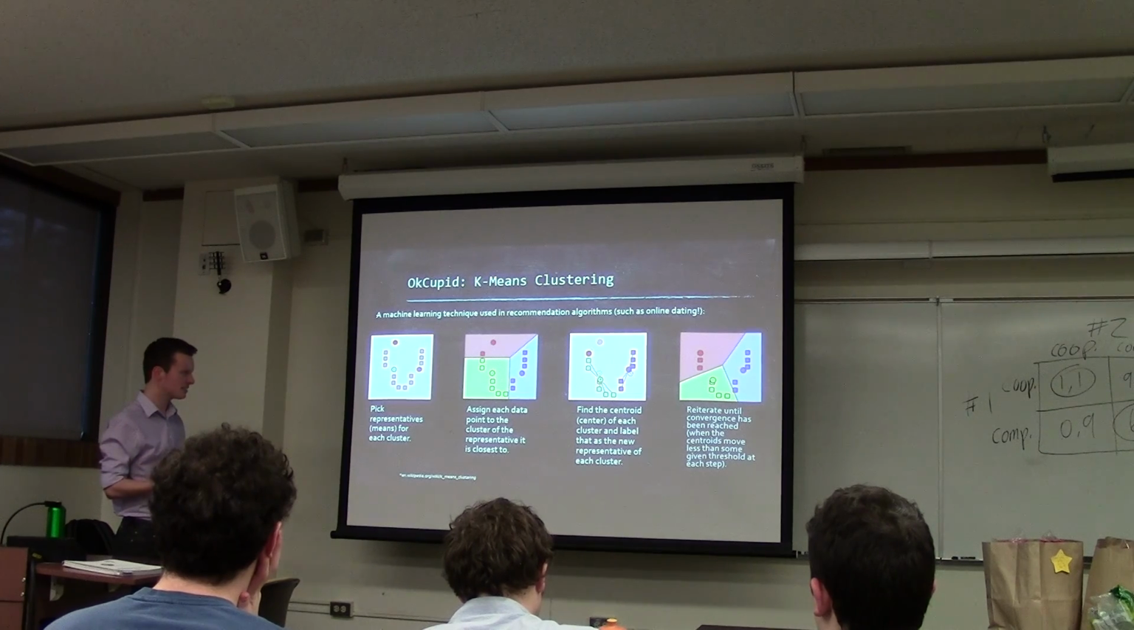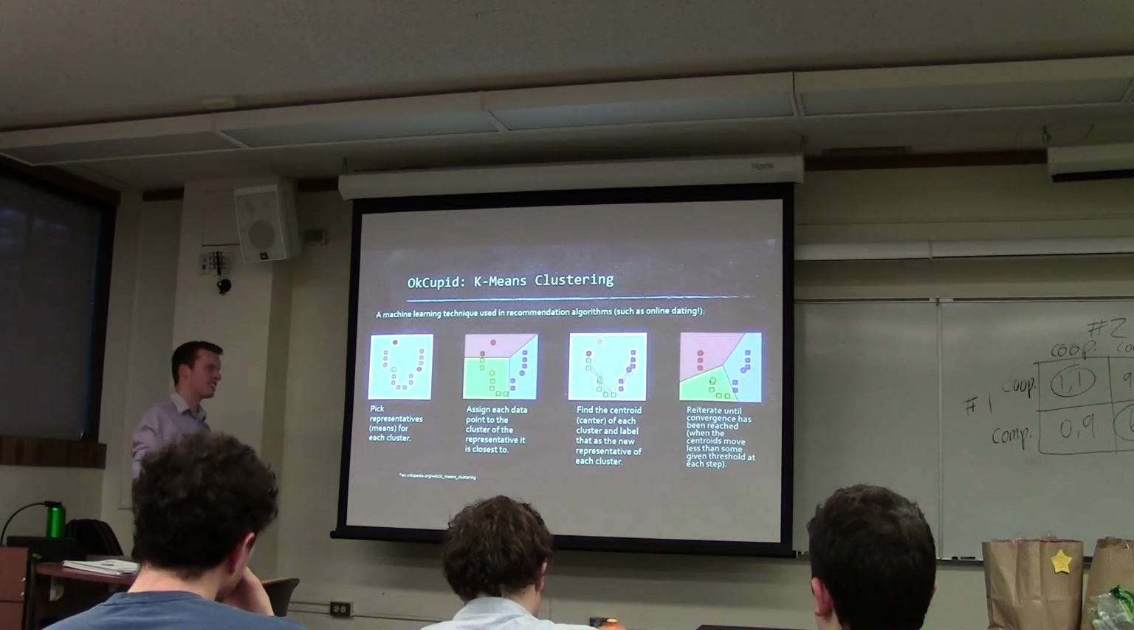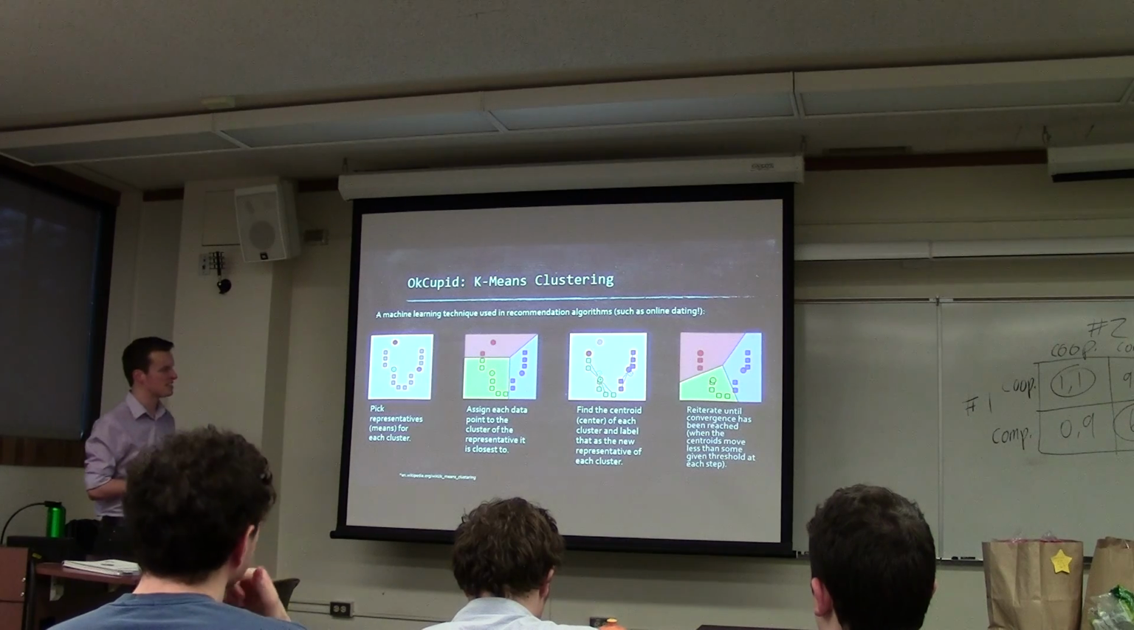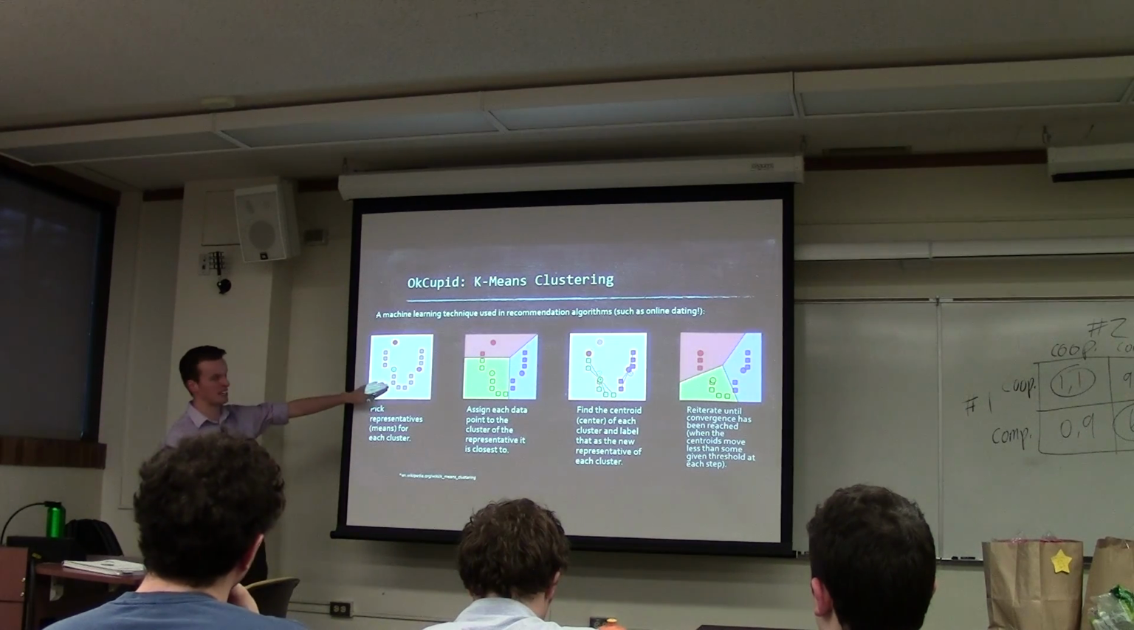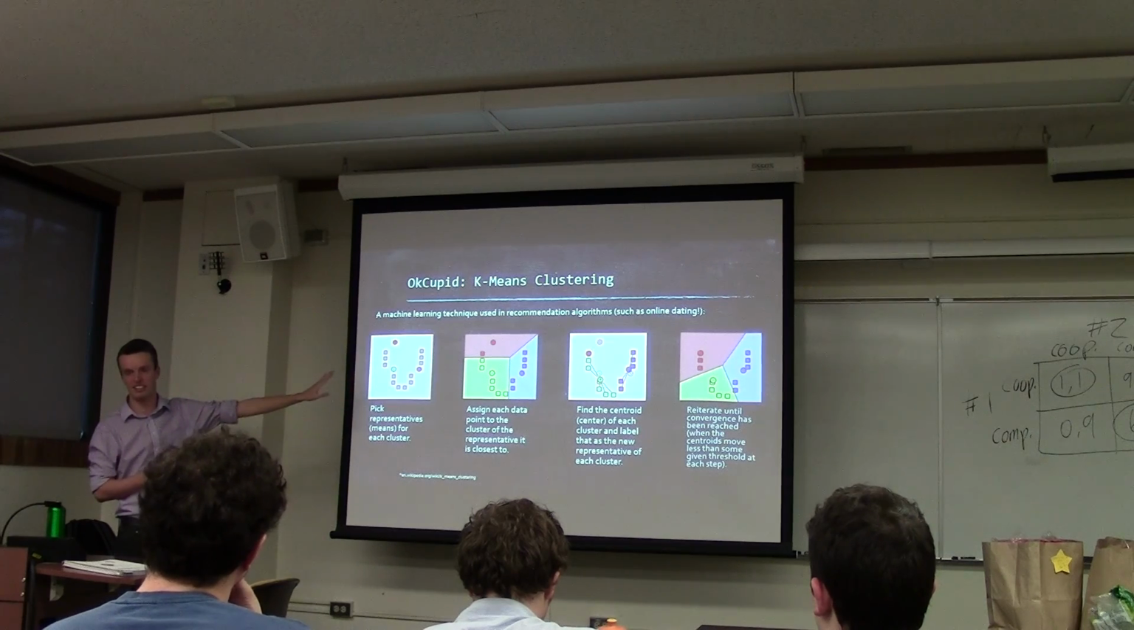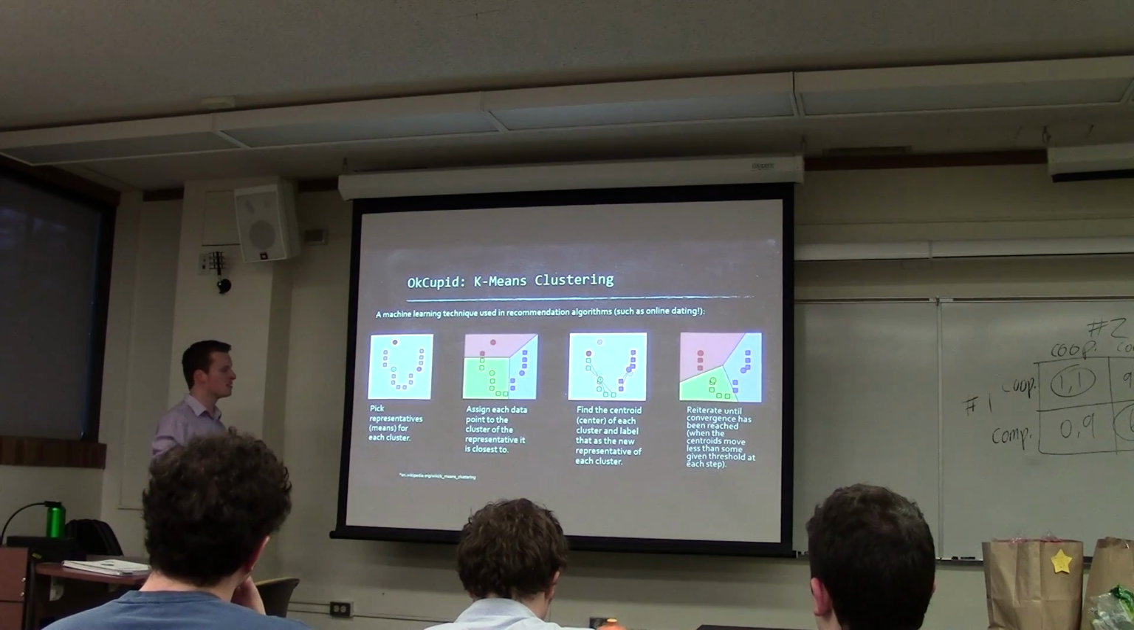So how this particular math technique works, again called K-means clustering, is you have a whole bunch of data. You can view each of these points maybe as people in this situation, or as potential dates. And we pick randomly a representative for a cluster.